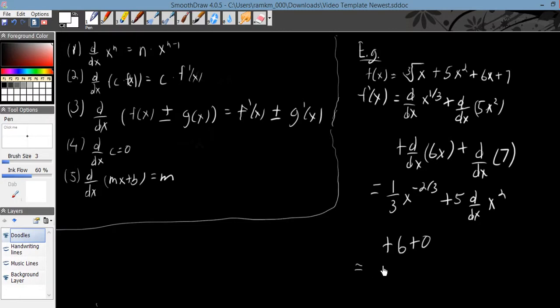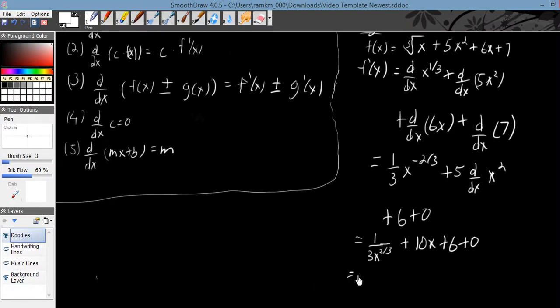Okay, so we have 1/3 x to the minus 2/3. I can just write that as 1/3 x to the 2/3. 5 times the derivative of x squared. Well, the derivative of x squared is going to be 2 times x to the 1, or 2x, right? So 5 times 2x is 10x plus 6 plus 0. And we're almost at our answer. So 1/3 x to the 2/3 plus 10x plus 6.